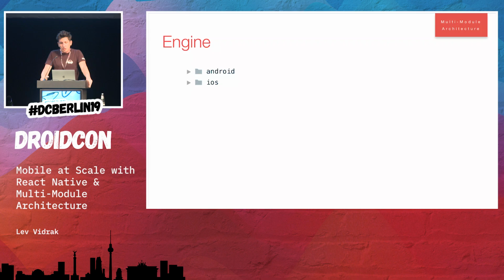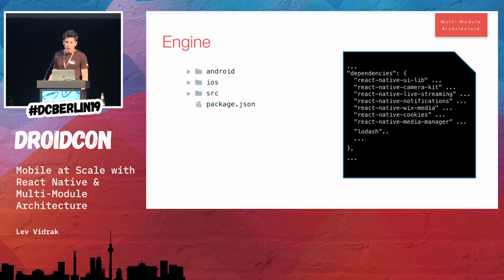The engine, let's look at what we have inside the engine. Inside the engine, we have native code, Android and iOS. And inside the package.json of the engine, package.json is the file where we define the dependencies of our project in the world of NPM. NPM is the package management system of the JavaScript ecosystem, kind of like Gradle.